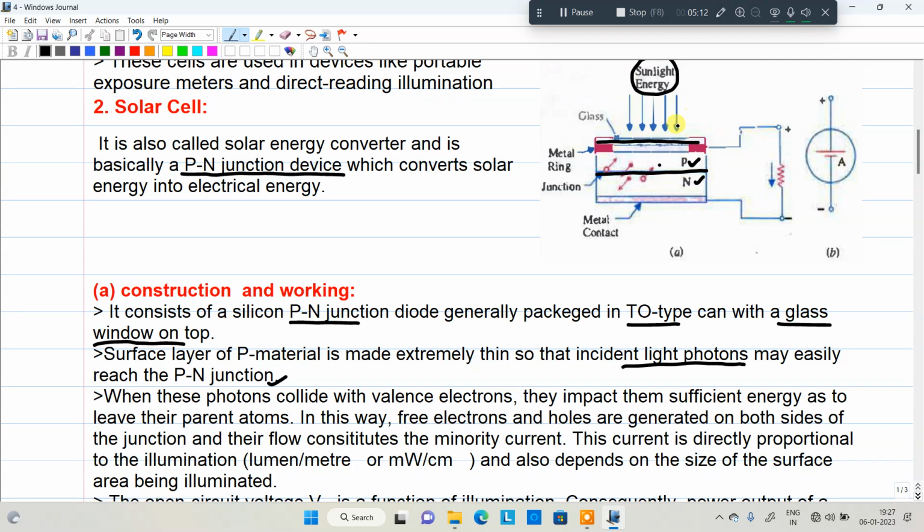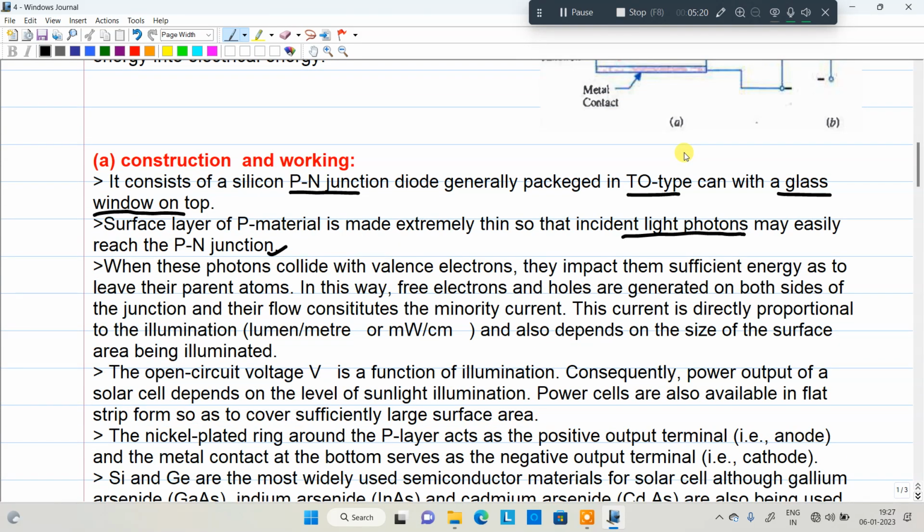Whenever more light falls, it easily reaches this particular p-n junction. That's why the p-type material is very thin. Coming to the next, whenever photons collide with the electrons, they impart sufficient energy so that they leave the parent atom. That means whenever these photons try to cross the junction, they collide with valence electrons, which then gain some energy to overcome the barrier, that is the junction.